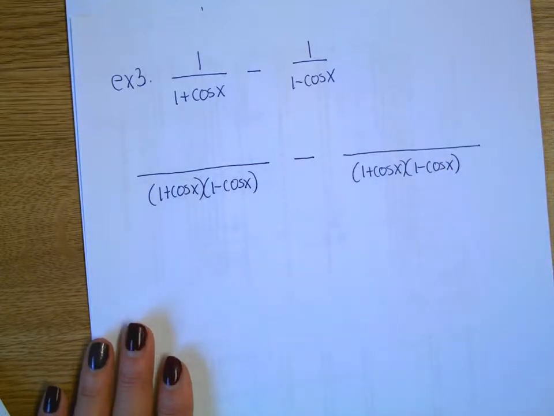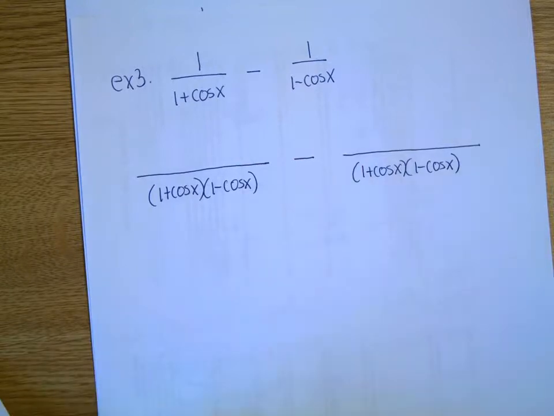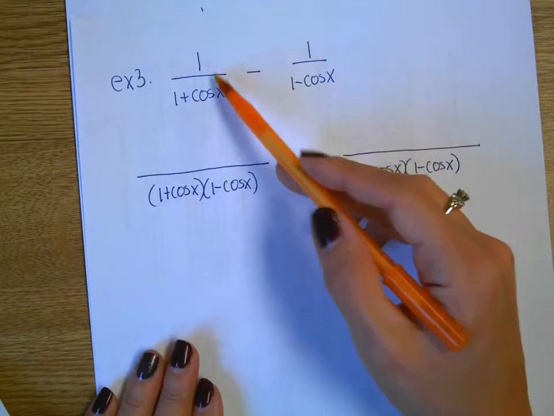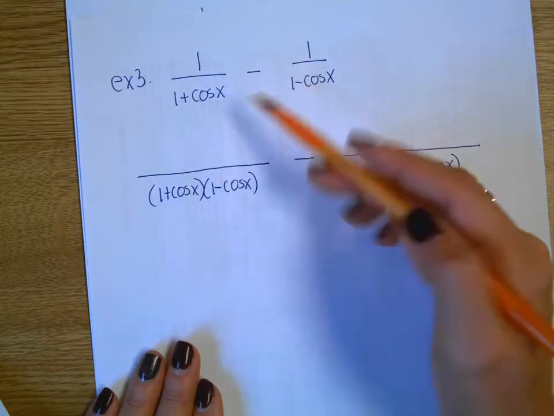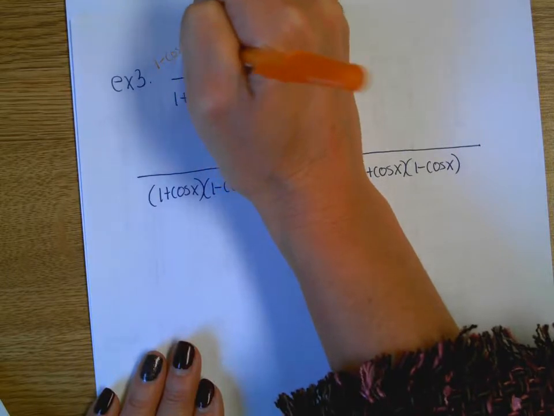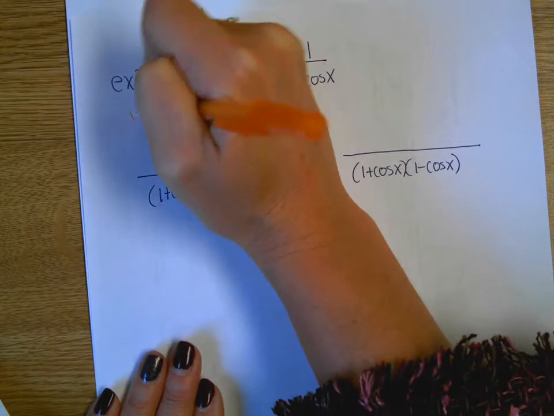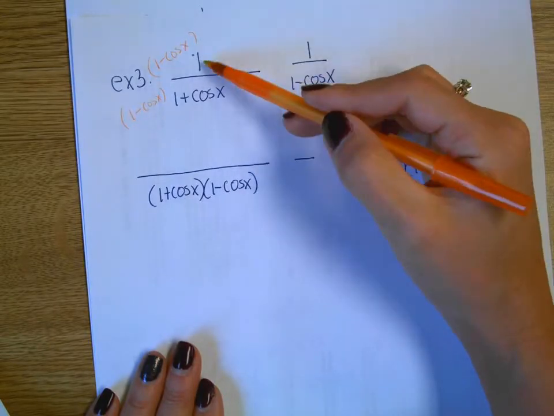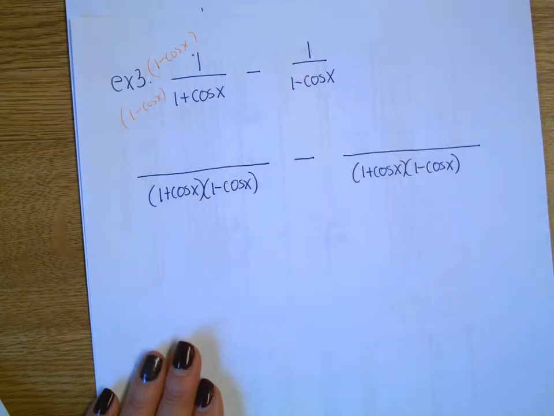Now you've got to go back and figure out what your new numerator is going to be. So we essentially hit it with the 1 plus cosine. What did this first fraction get hit with? The 1 minus cosine. So that means you have to multiply the top by the same thing. But it's only going to get multiplied by a 1. So my new numerator is going to be 1 minus cosine x.